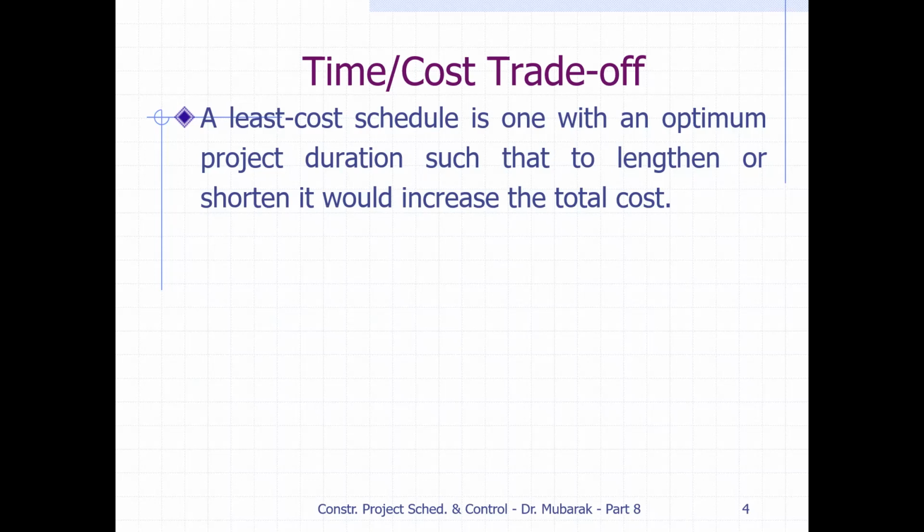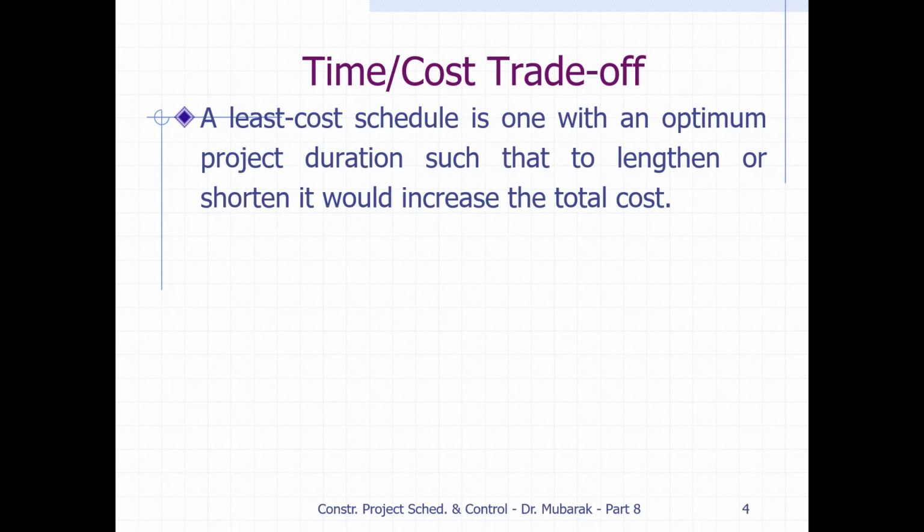So it means the least cost schedule is a minimum cost schedule. That is what we want to achieve: if we increase the duration or we shorten the duration, it will increase the cost. So it means we are going to find a point in the schedule where we can get a minimum cost with the optimum time. Okay.